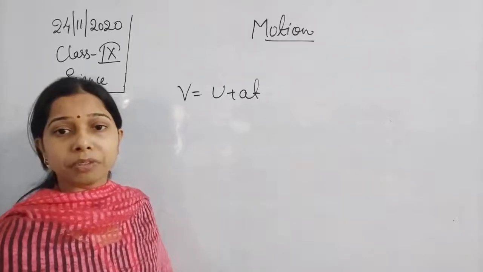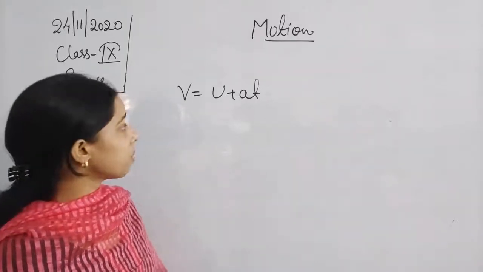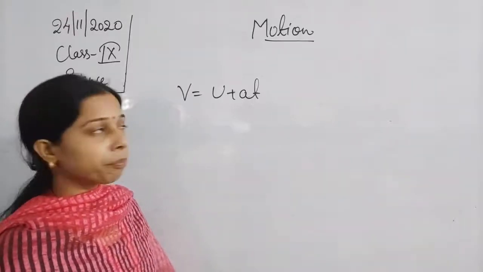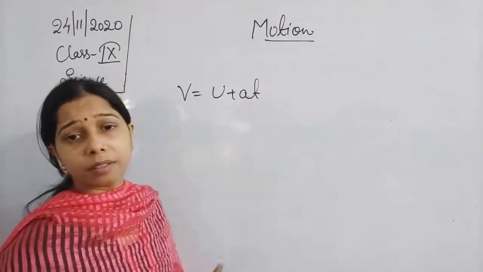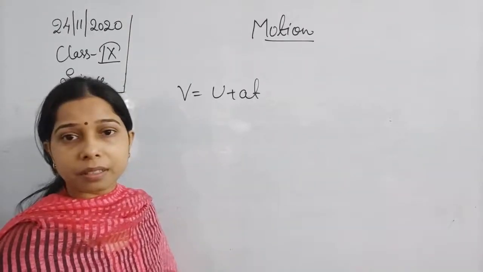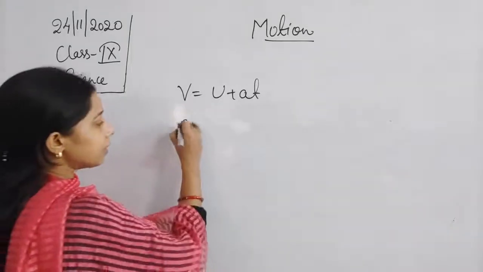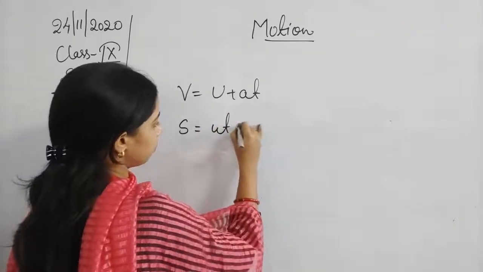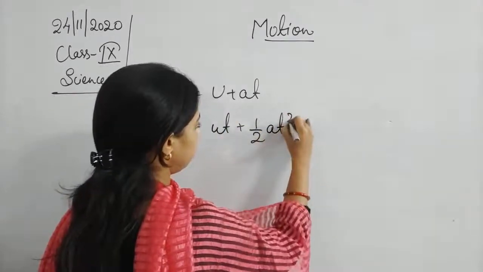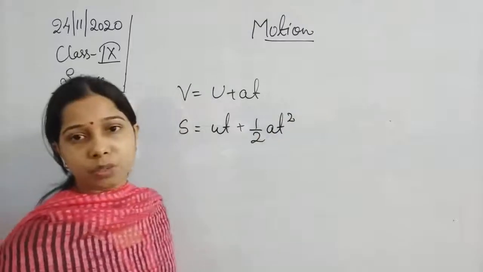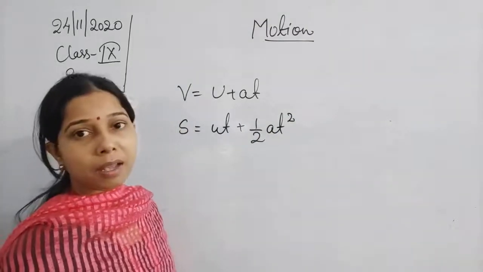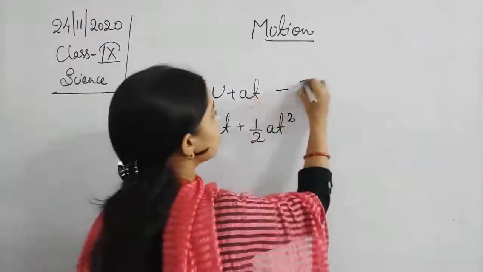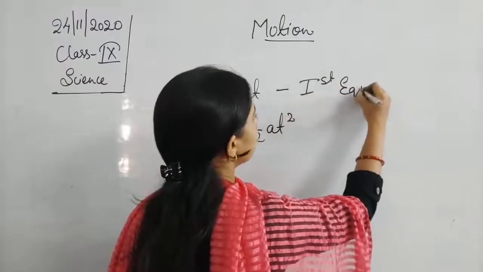If a body is moving with a uniform acceleration with respect to time, how do we find the velocity of that object? With this formula, we are able to find it. The second was to find the distance of an object moving in a certain interval of time: ut plus half at squared. So v = u + at, s = ut + half at squared. This is the first equation of motion.